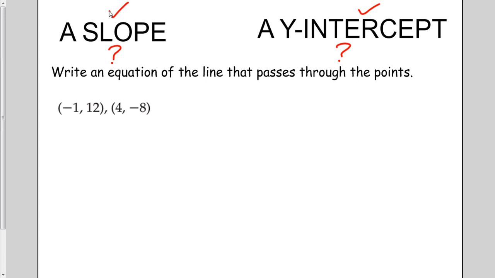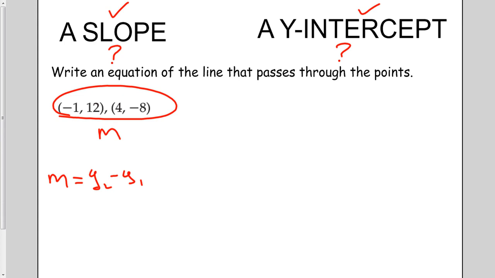So it says write an equation of the line that passes through the points -1, 12 and 4, -8. Well, from previous examples and previous lessons, we learned that we can find the slope when given 2 points. And that formula is m is y2 minus y1 over x2 minus x1. Again, the order doesn't matter as long as the 2's and the 1's are lined up with each other. So y2 must be over x2, y1 must be over x1.